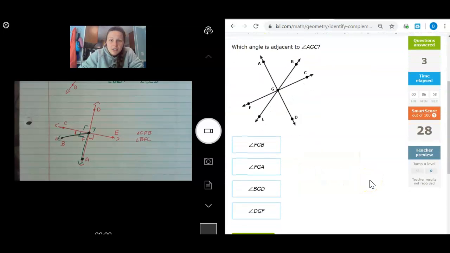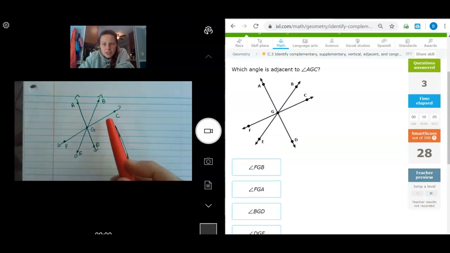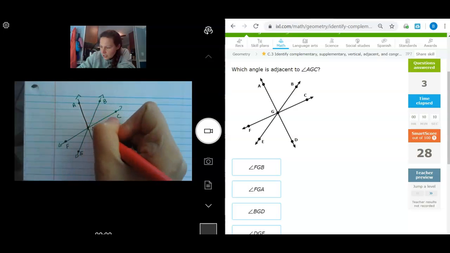Adjacent means next to. So this is like the first one that I showed you. We're looking at AGC. So now I need an angle that has the side GC or an angle that has the side AG. And I'm going to go ahead and write that one down. I have that picture copied down, and we are looking at AGC.